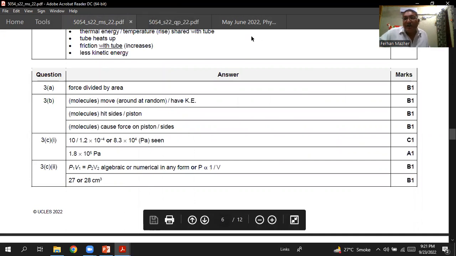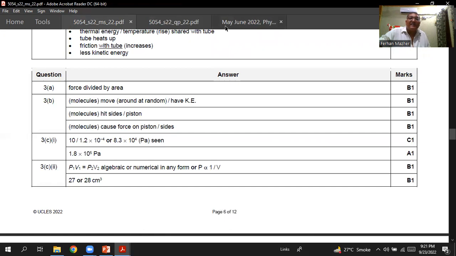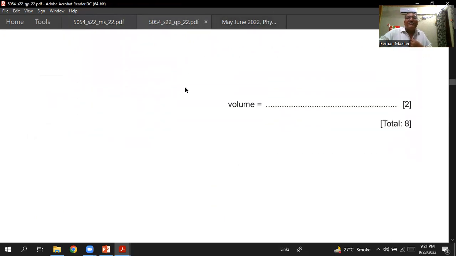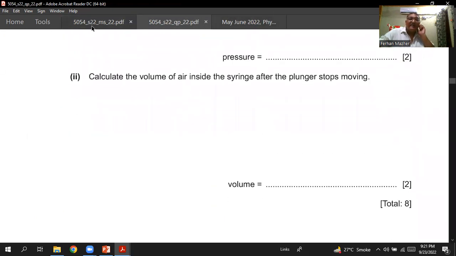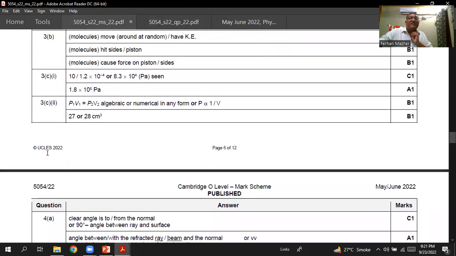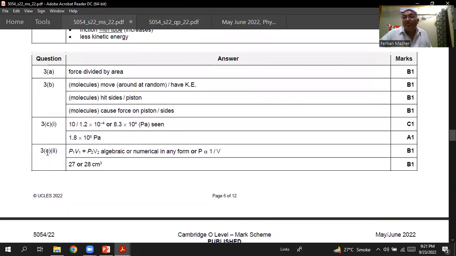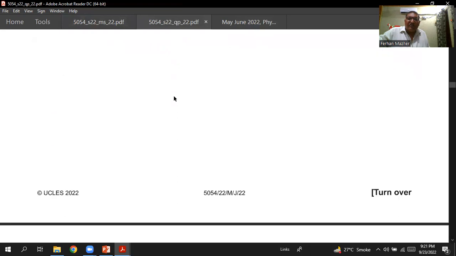I hope you can see the marking scheme. Our answer of the numerical is right. Okay, so we are going to the next question, and question number 3 is completed. My dear students, the marking scheme for question number 3 is showing up on your screen. You can pause the video and take your time with this marking scheme.